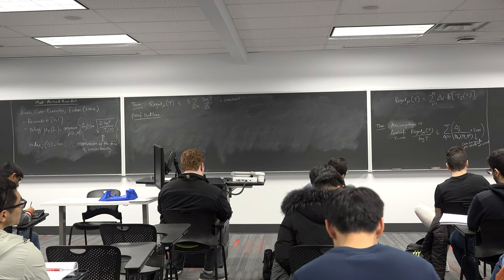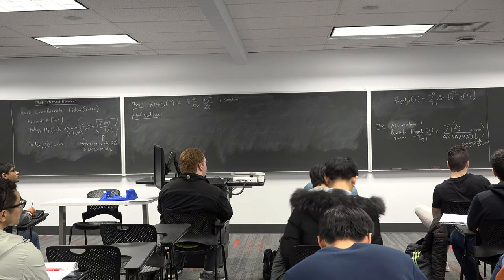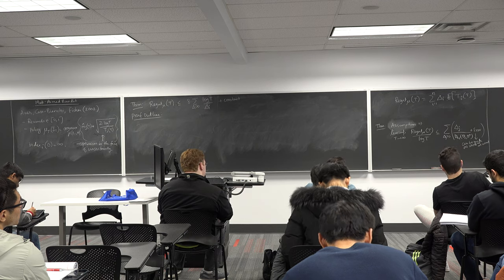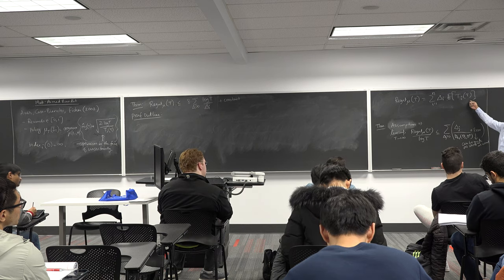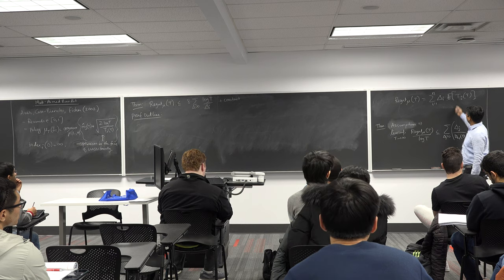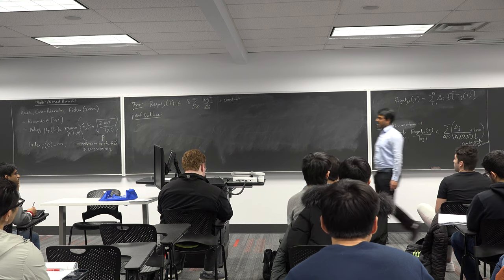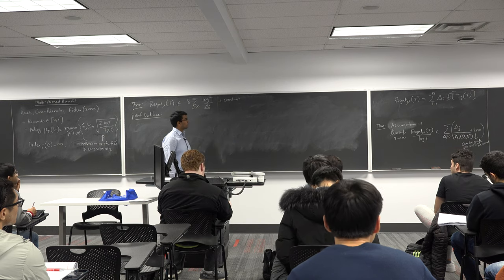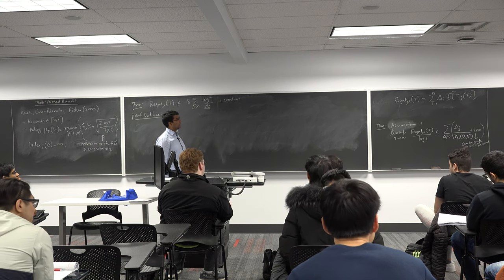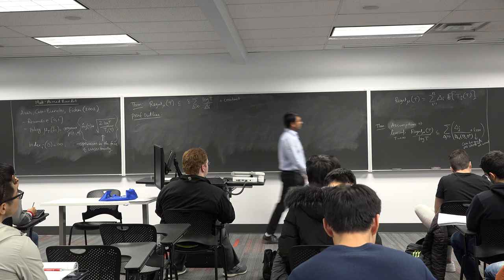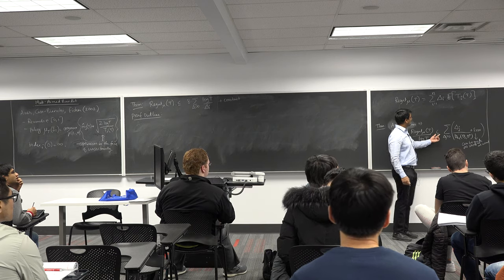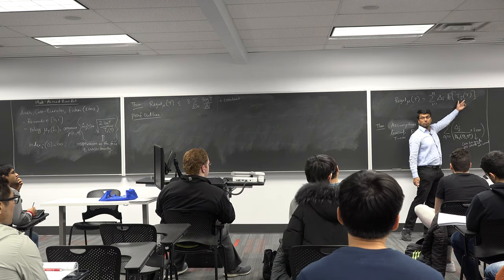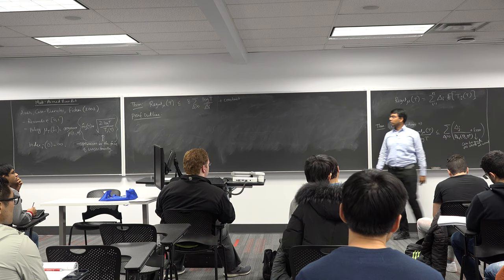So if I want to find the regret for some policy, what should I do? I need to estimate this term. Remember, I want an upper bound on the regret, so I need to find an upper bound to this expectation in order to compute an upper bound.